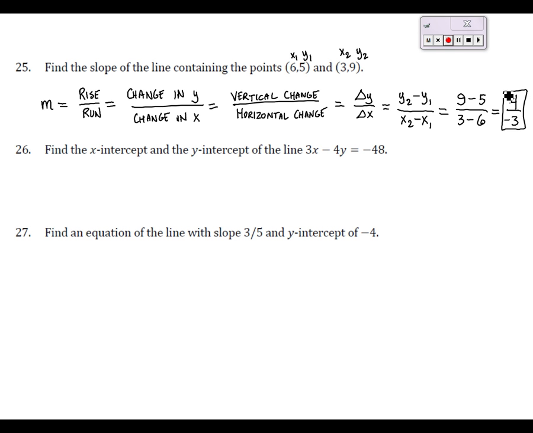So there's our final answer, negative 4/3. If you needed to simplify this fraction, that would be a wonderful thing to do. And then one other note too. Some people are like, well, which one is x1, y1, and which one's x2, y2? And actually, my choice is arbitrary.